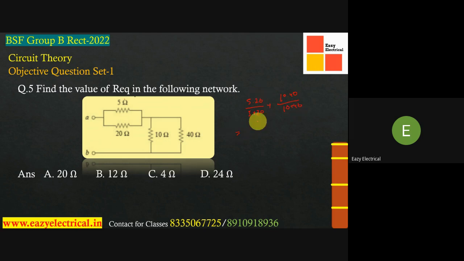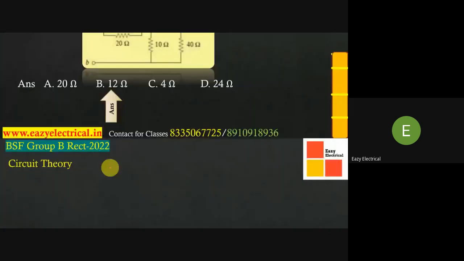So what is the correct answer? 100 upon 25 plus here it is 400 upon 50. So here if you can calculate, the value is coming out to be, this is 4 and this is 8, that means 12, right? 12 ohm is the correct answer. I think you all must know this. This is very easy. Now coming to the next question, see.